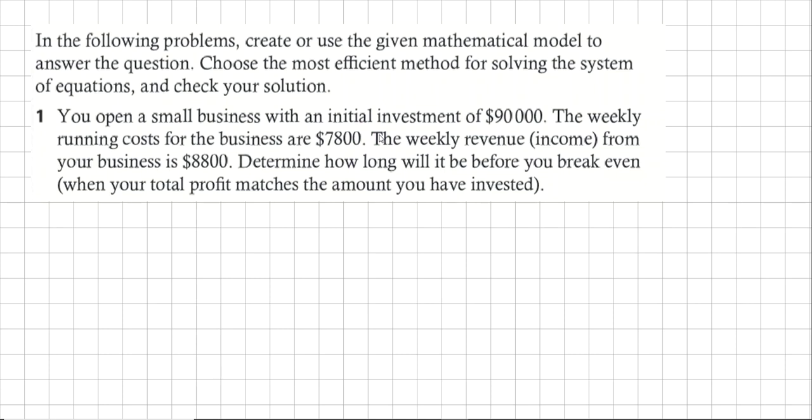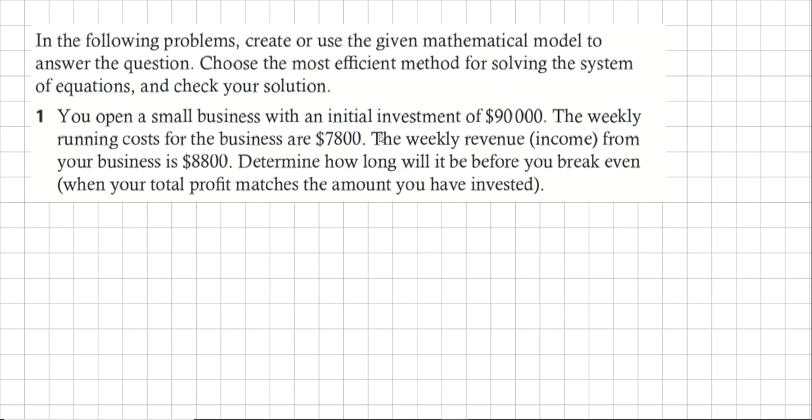It says you open up a small business with an initial investment of $90,000. The weekly running costs for the business are $7,800. The weekly revenue income from your business is $8,800. Determine how long it will be before you break even, when your total profit matches the amount you have invested.